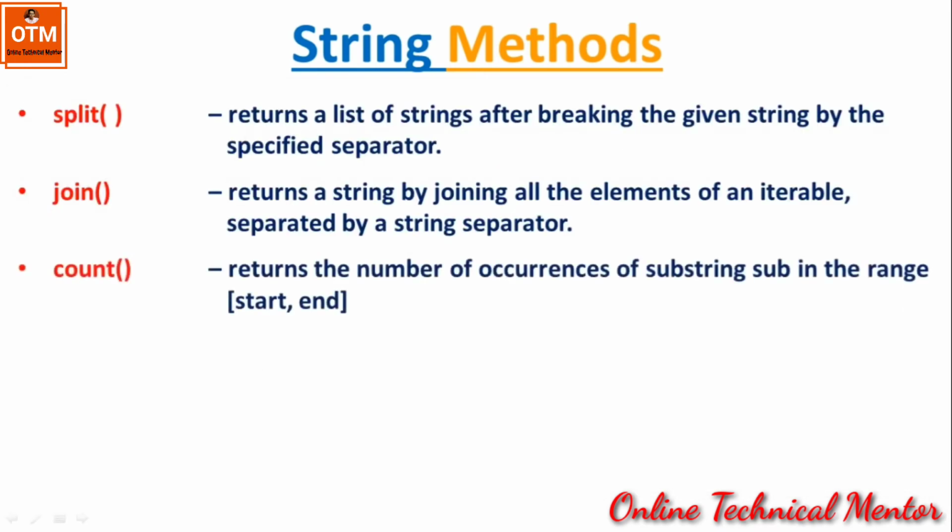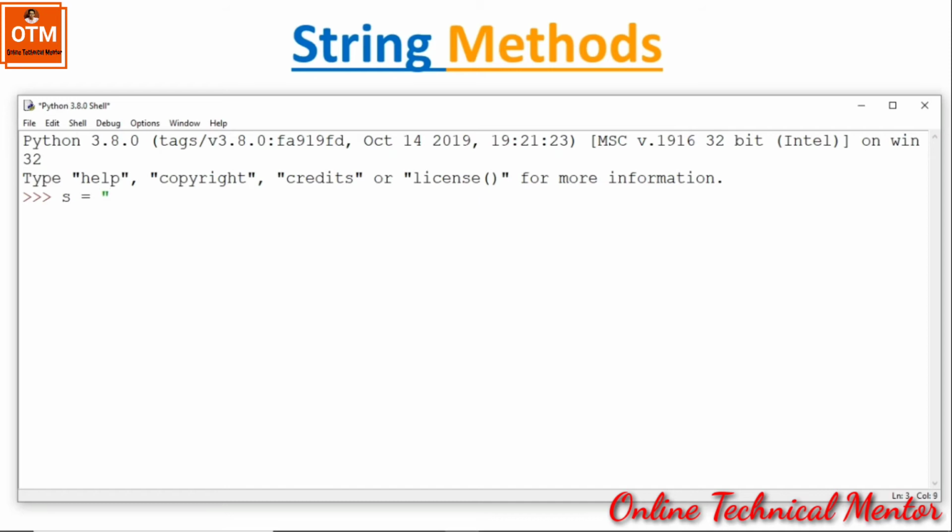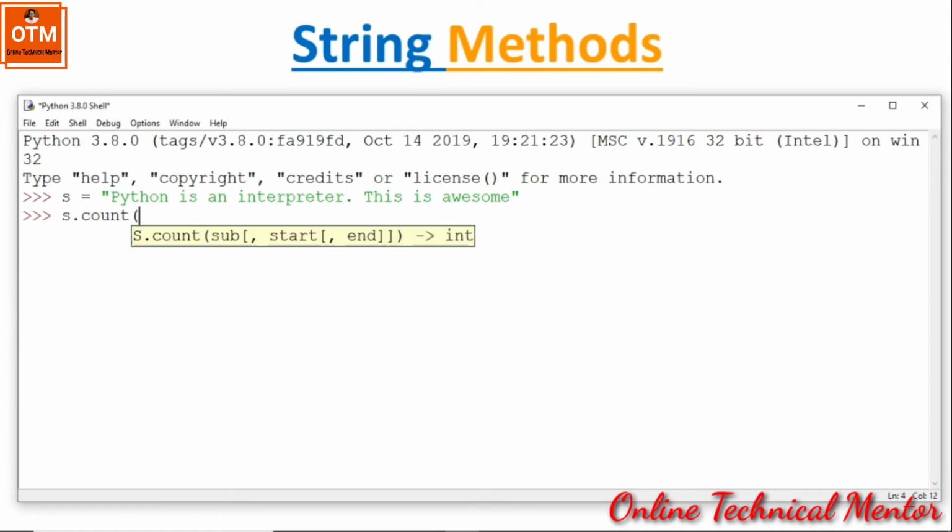Next, the count method. It returns the number of occurrences of a substring, say sub, in the range start and end. Let me initialize a string with "Python is an interpreter. This is awesome." Now, if I write s.count within brackets, let me write the substring, say "is". So it will return 3. Look, here is the first occurrence, next the second occurrence, and the third occurrence.